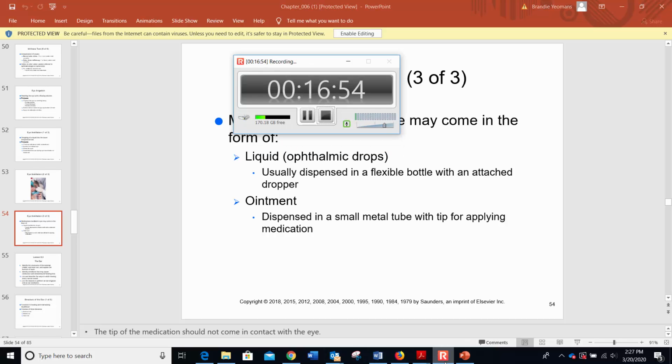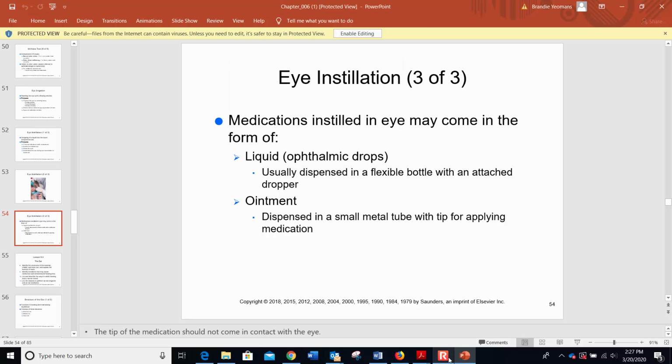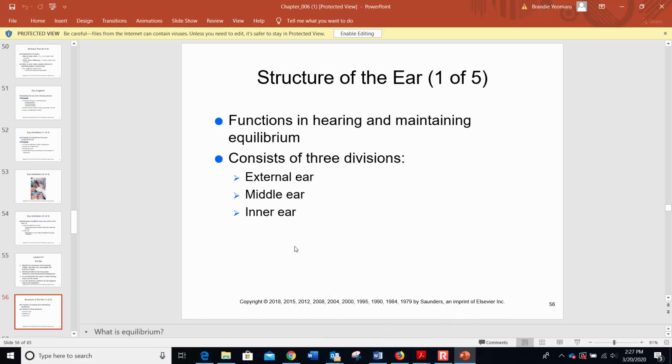Alright, so let's move into the ear, and we'll just do that real quick rather than starting a new presentation. Just hang on with me. Looking at the ear, the big thing that the ear is responsible for is, of course, hearing, but it also plays a big part with maintaining our equilibrium or our balance. So we have the three main parts of the ear, which are the external, middle, and inner ear.